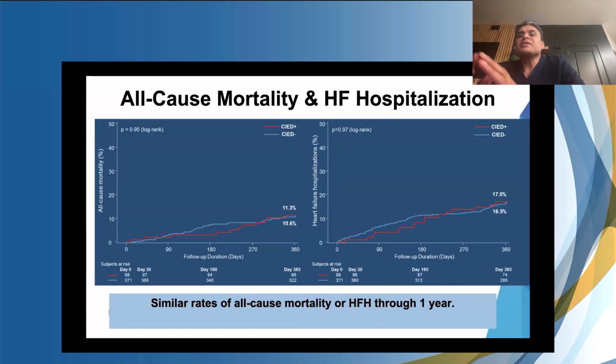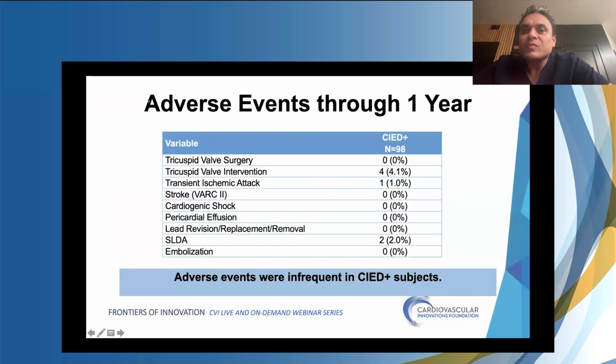And again, there was no difference in all-cause mortality or heart failure hospitalization, at least at 1 year, and that didn't change despite having a lead. So here I think is the main point. If you look at it, it is still very safe overall. The TriClip procedure is a very safe procedure, but it's also very safe in patients with leads.